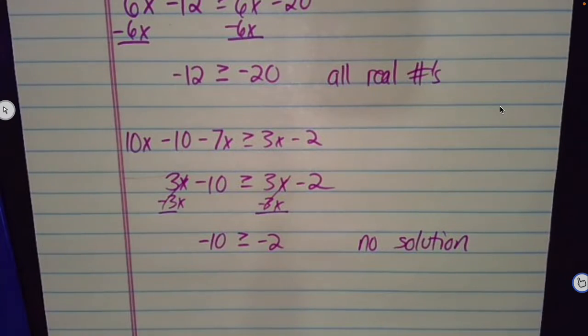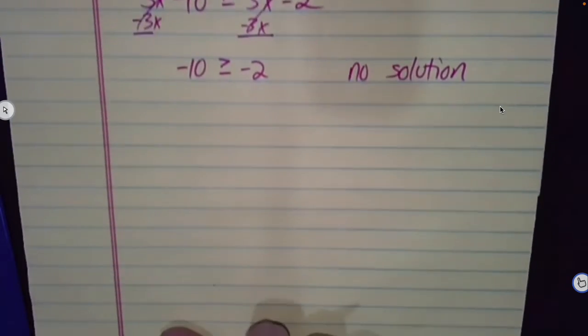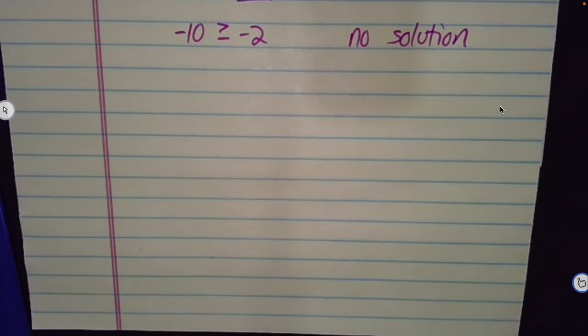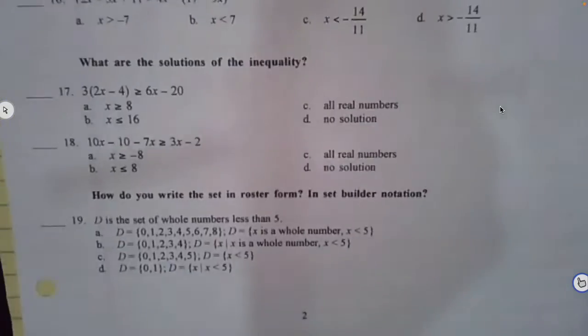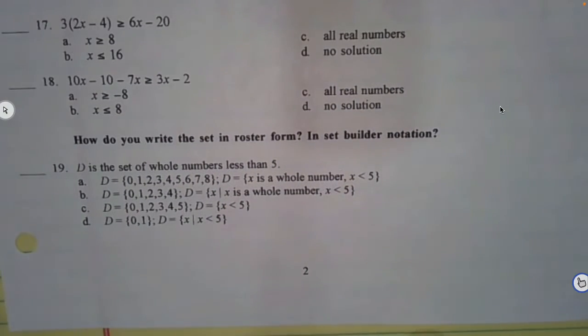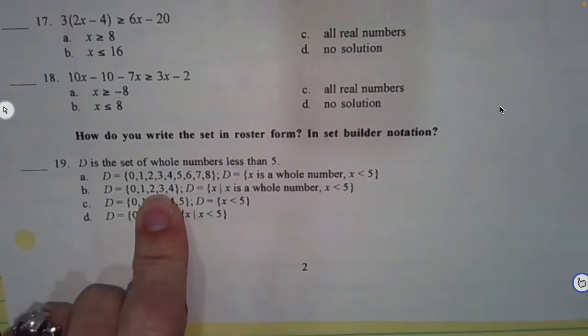You hate number 19? It's actually a break from all these other ones, I think. All right. Number 19. It says, what is the set of the whole numbers that are less than 5? So we want to list them in roster form. What are whole numbers? 0, 1, 2, 3, and 4. Okay, those are less than 5. So which one lists 0, 1, 2, 3, and 4? B. You can already tell B should be the answer.